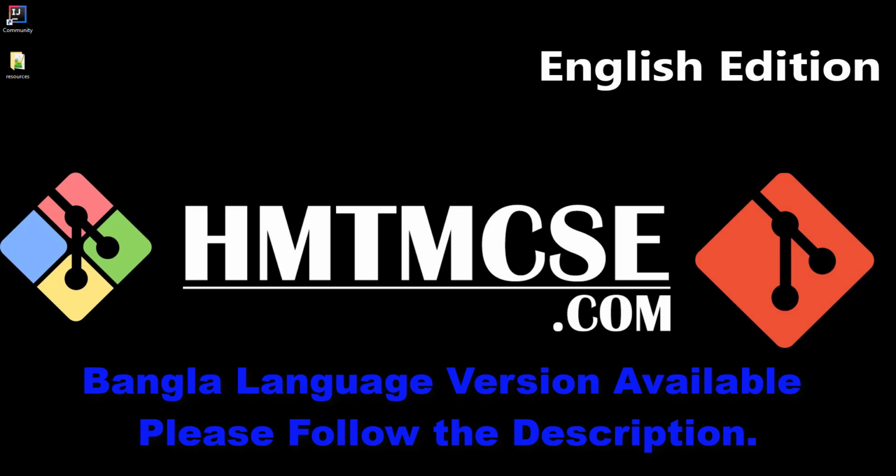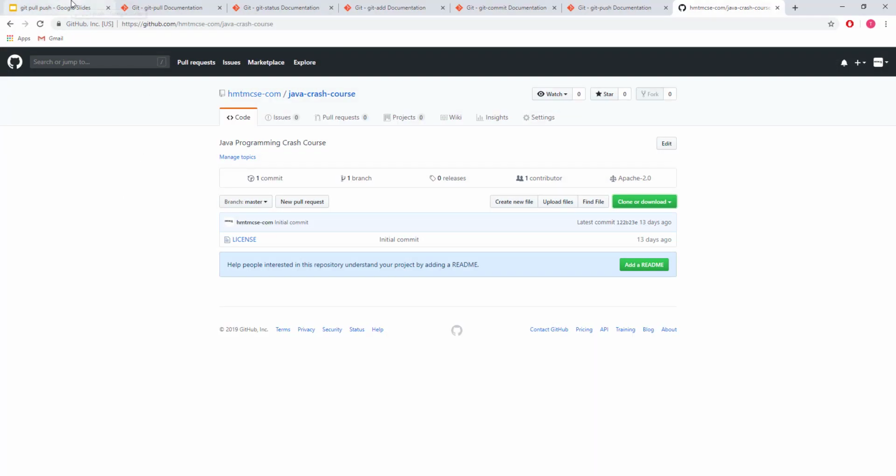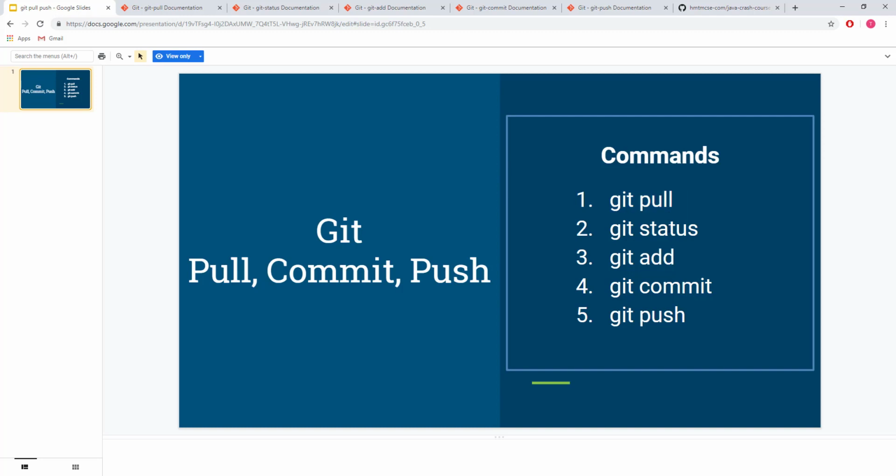Today's episode we are going to learn the basics about git pull, push and commit. In this section we are going to cover git pull, git status, git add, git commit, git push. Here we will use the CLI, that means command prompt, Git Bash.